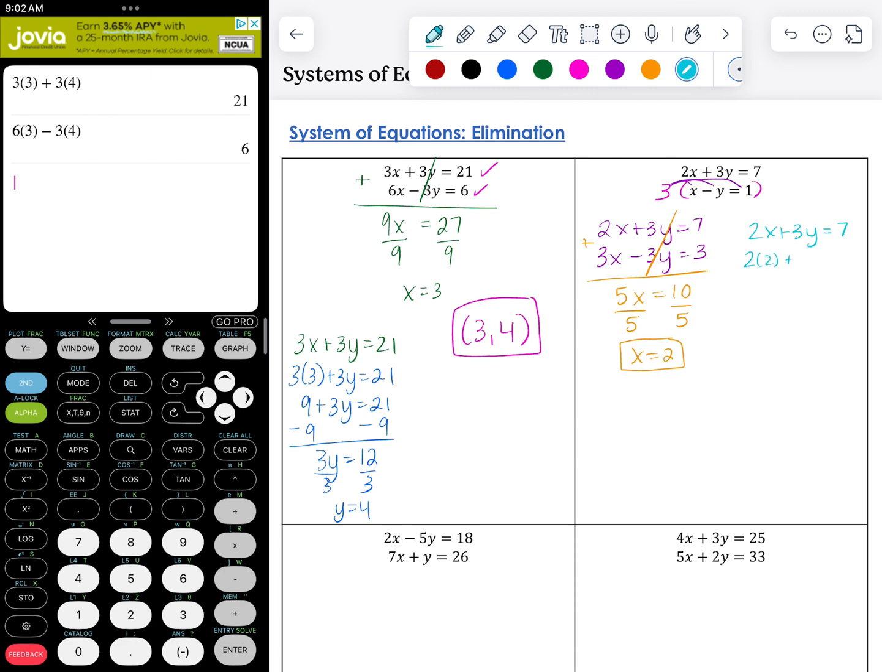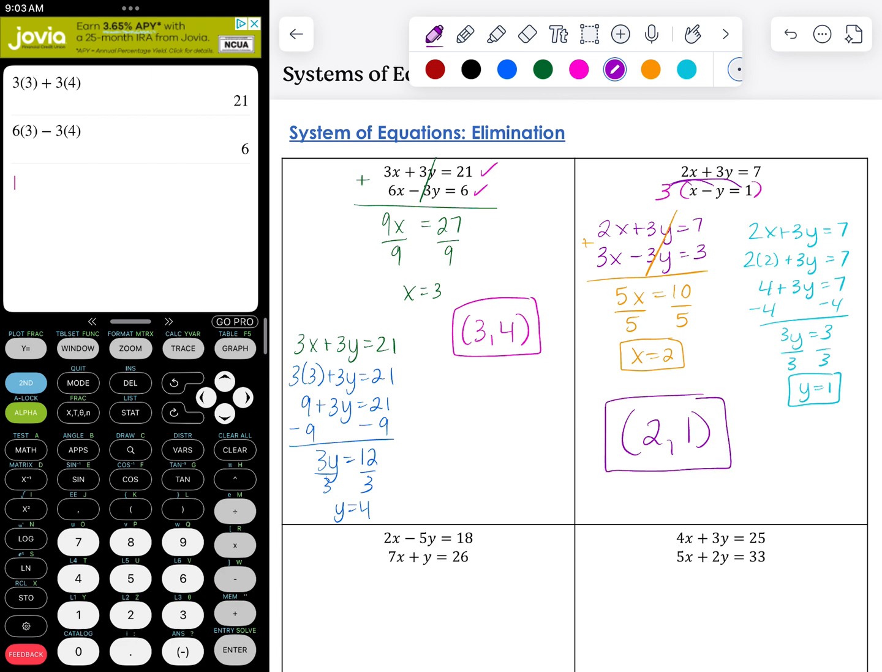And you can pick whichever equation you prefer. You will get the same answer. So I've got 4 plus 3y equals 7. Subtract the 4. 3y is equal to 3, which means that y is equal to 1. I'm going to put my answers together into one coordinate of an x and a y.